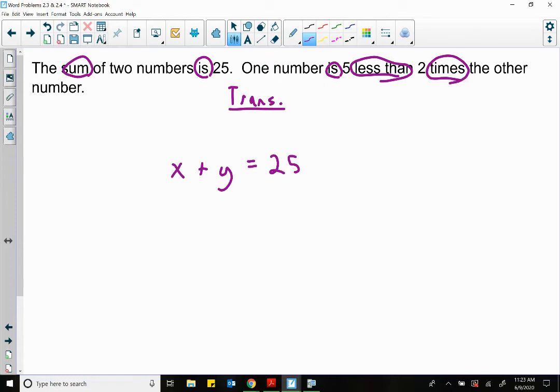Now, the next one says one number is. Pick one of your numbers. It doesn't really matter. You want the X or do you want the Y? It's your choice. Some people choose the Y, some people choose the X. I'm just going to say Y. Is means equals. Now, here's where you have to be extremely careful. Okay? This word, less than, super important.